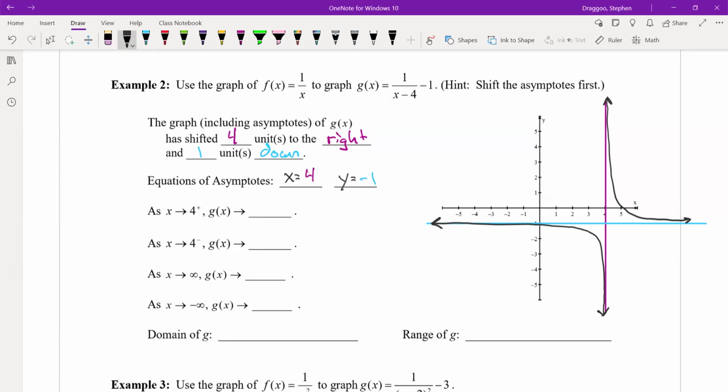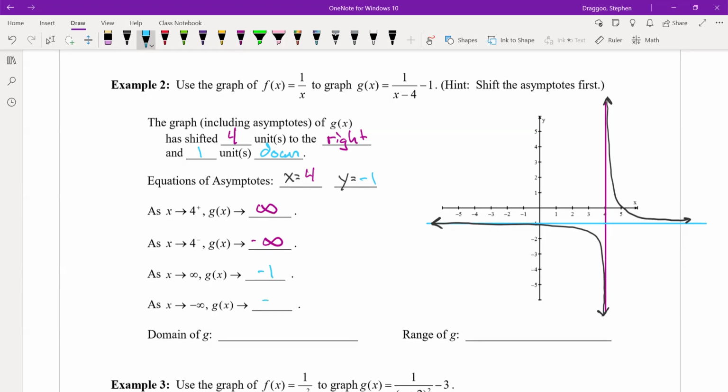Coming back to look at our arrow notation again, I want x to approach 4, both from the right and from the left. If I start on the right side, I'm headed up. But if I start on the left side, I'm headed down. So I'll get negative infinity if I start from the left side, but positive infinity if I start from the right side.